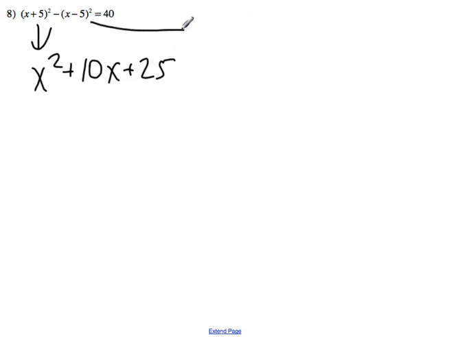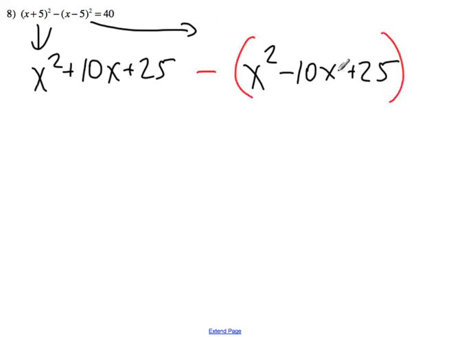Here, the way to go with this one is to first quick FOIL this like we did in chapter 1. So that becomes x squared plus 10x plus 25. If you're not sure how to do that, then refer back to the first chapter. And then this one here becomes x squared minus 10x plus 25. And then since we're subtracting the whole thing here, we need to distribute the minus sign and change all the signs here.